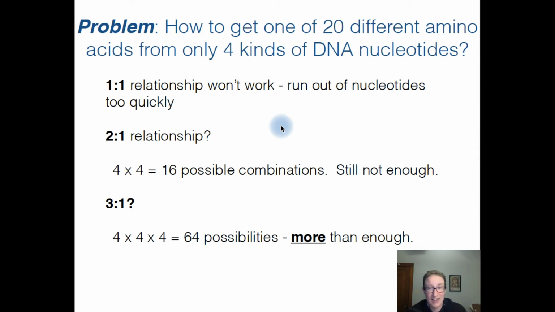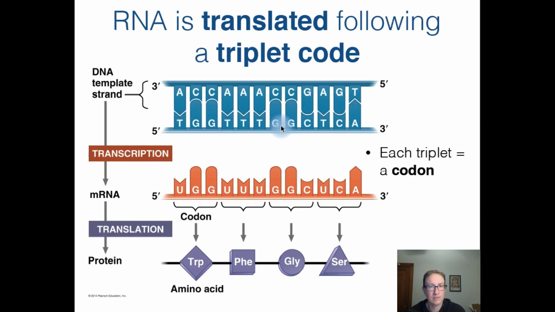So what if we extend that idea further to a 3-to-1 relationship between nucleotides and amino acids? If we do that, then there's 4 times 4 times 4, or 64 possible nucleotide combinations. That's more than enough to code for 20 different amino acids. And this is indeed what we find.